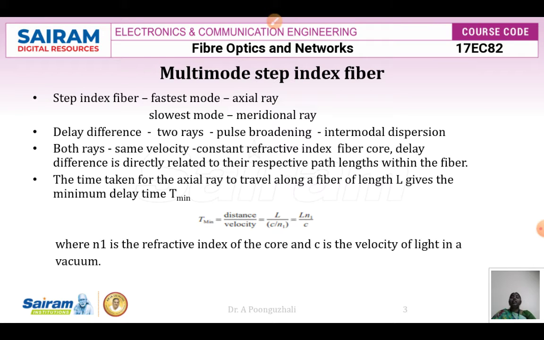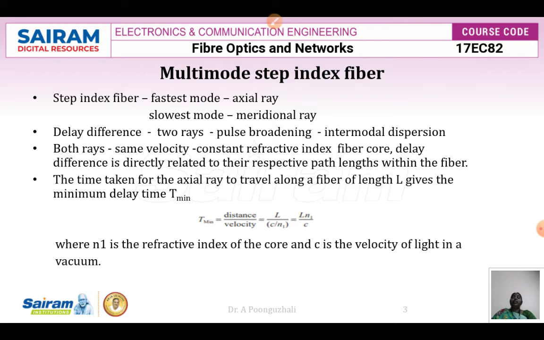So when these two rays arrive at the receiver side, there is going to be a propagation difference between the fastest and the slowest ray. As a result, pulse broadening is going to occur, and that pulse broadening is called intermodal dispersion. Here both rays are assumed to have the same velocity, traveling in the core with a constant refractive index. So we say that the delay difference is directly proportional to the respective path length within the fiber.